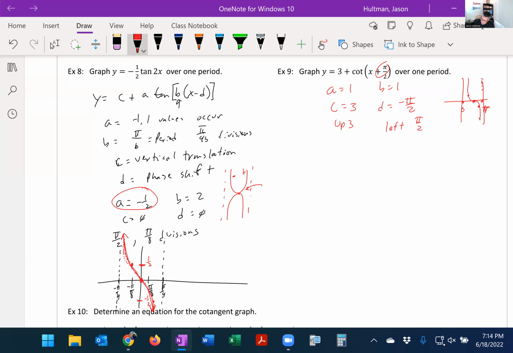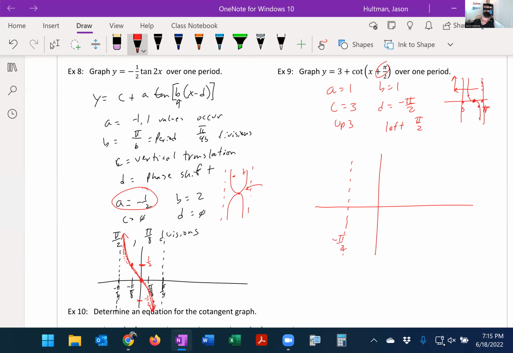Okay, so we're going to move the whole graph over pi over 2 units, and then we're going to move the whole thing up 3 units. So where it was 0 here, that's going to end up at 3. So we're going to go like so. The asymptotes, they get moved over pi over 2. So what's 0 minus pi over 2? Well, it's just negative pi over 2.